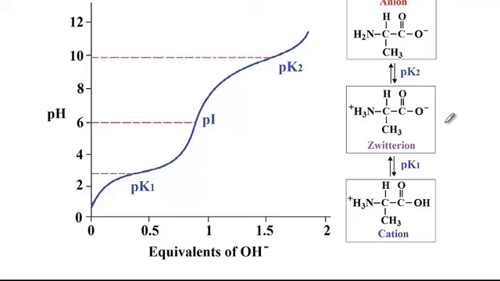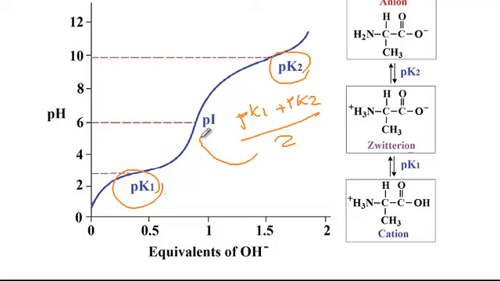The point at which the amino acid is predominantly in the zwitterion form is the average of the pK1 and pK2: pK1 plus pK2 divided by 2. And this point is called the isoelectric point. In other words, the particular pH at which a given amino acid predominantly exists as a zwitterion is called the isoelectric point, or pI.